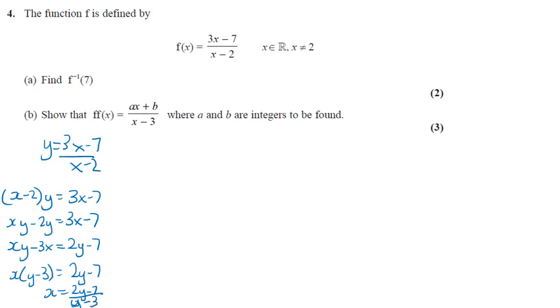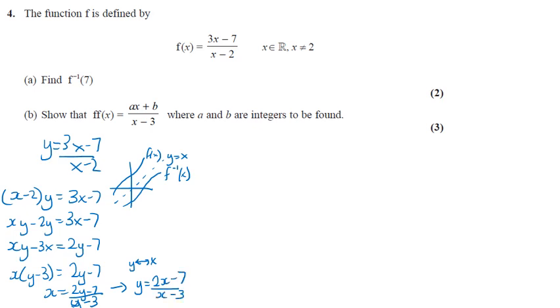Now what we also know is that a function and its inverse are mirror images of each other in the line y equals x. So if this was f of x, then f of minus 1 of x, the inverse, would look like that. And this line here is y equals x. So what we do in the last step then, because of this idea, is that we swap labels y with x. So y becomes equal to 2x minus 7 over x minus 3.